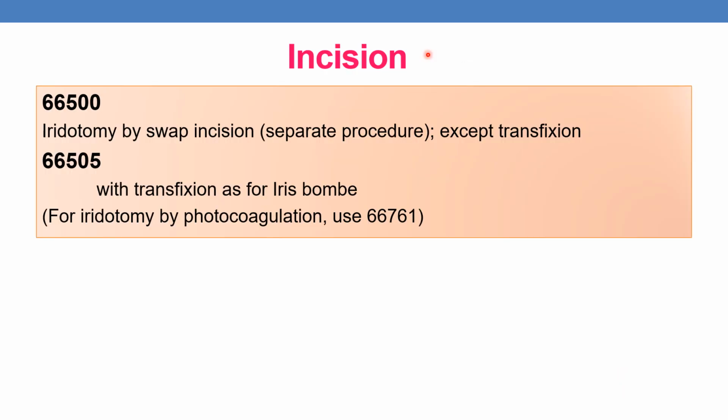Now first of all, coming to incision CPTs, the first one is 66500. Iridotomy by stab incision except transfixion. The next is 66505. Iridotomy by stab incision with transfixion, as for iris bombe. And for iridotomy by photocoagulation, you need to refer 66761.